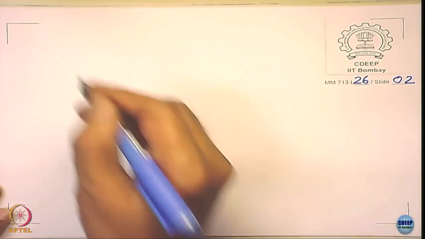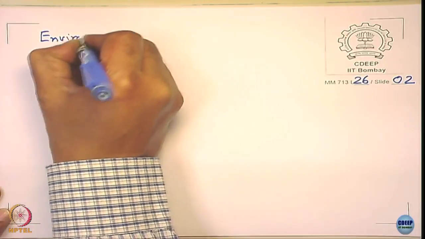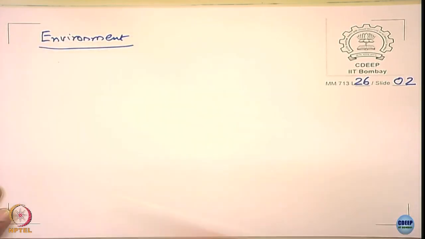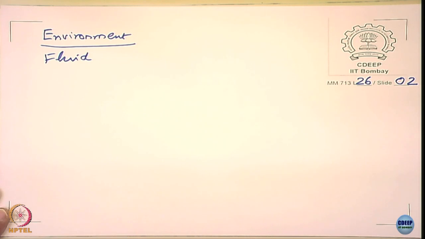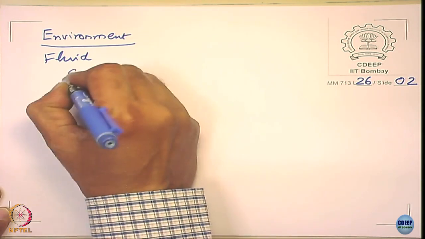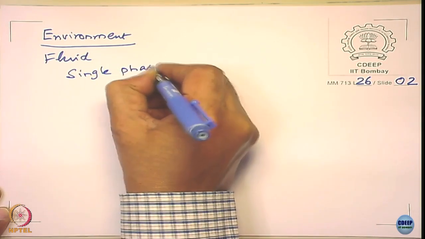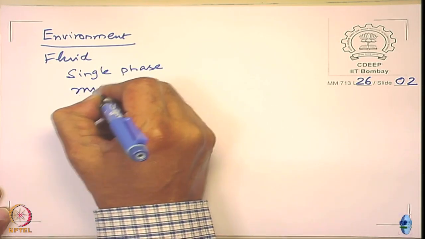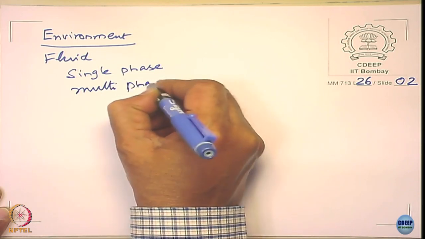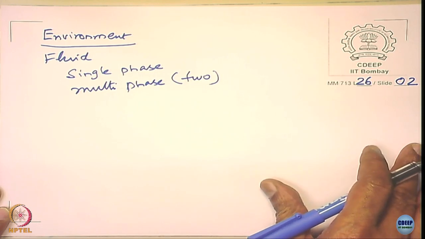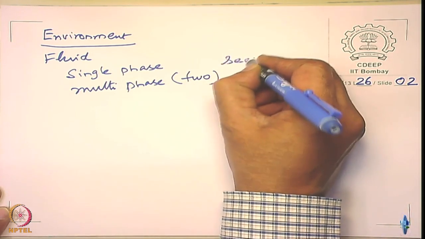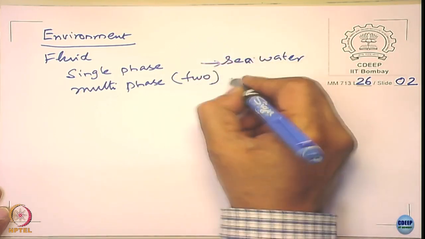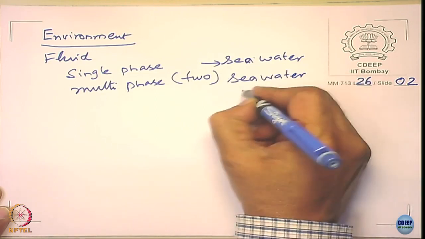Now, let us look at the environment. What is meant by the environment here? Of course, we talk about the fluids. At least one has to be a fluid. I mean, corrosive environment is a fluid. It could be a single phase, or it could be multiphase. Generally, two phases can happen commonly, right? Let's say simply water, sea water. An example: this is sea water plus some sand, right?